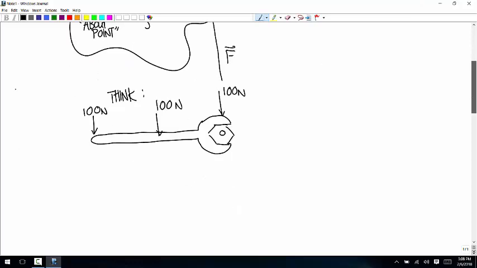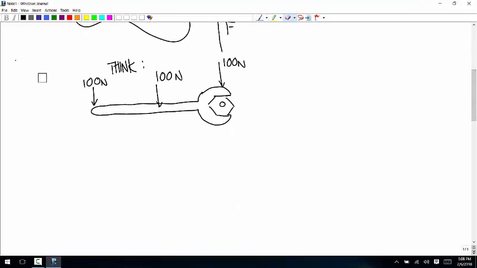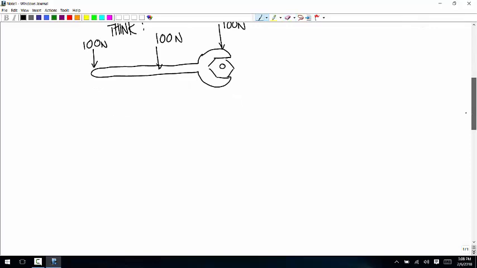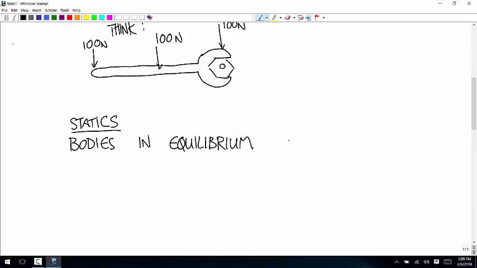Okay. So now here's the statics that we're going to use. It's going to be 4 sort of facts that we're going to use for bodies that are in equilibrium. So bodies that are not accelerating, not rotating. So no acceleration and no rotation.